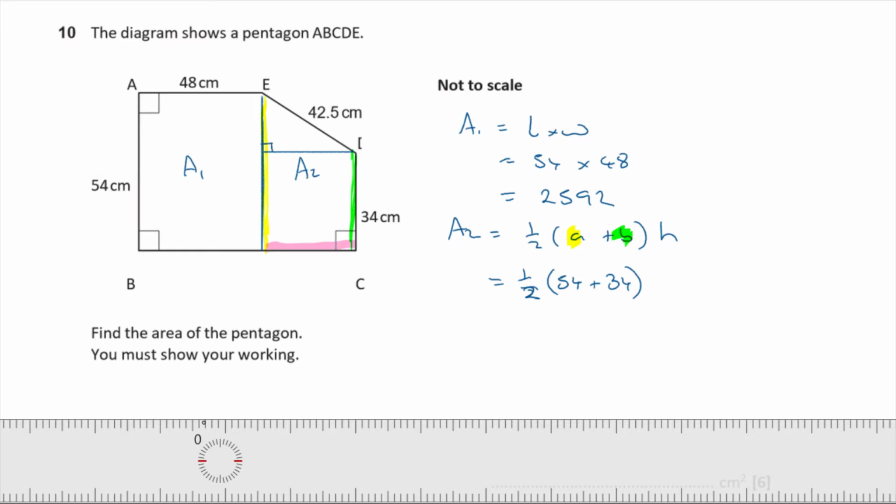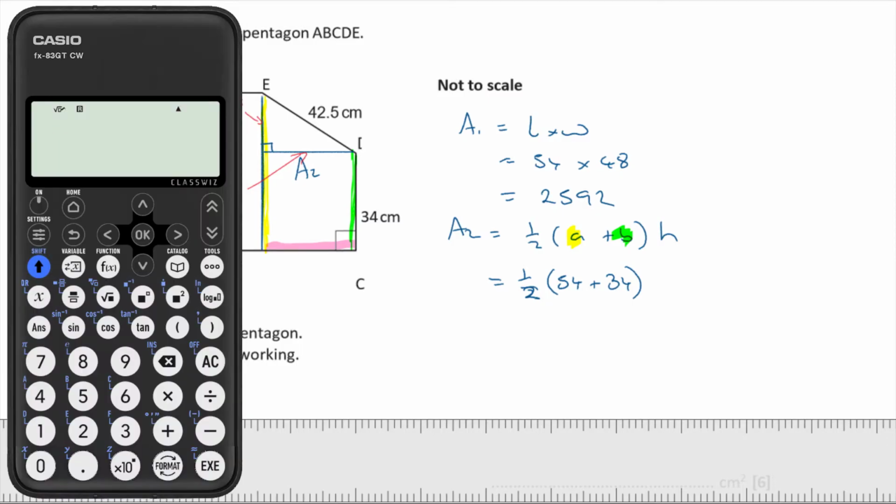This is a right-angled triangle, and I can work out this part up here. This is the difference between 54 and 34, so this part is 54 minus 34, which is 20. So that triangle has a base of 20. Then I can work out this distance using Pythagoras' theorem. It's going to be 42.5 squared minus 20 squared, all square rooted. That comes out to be 37.5.